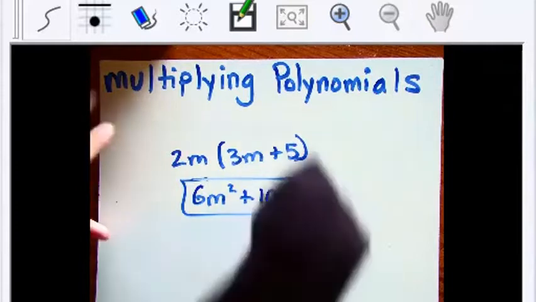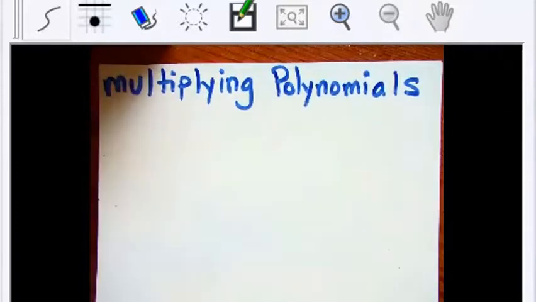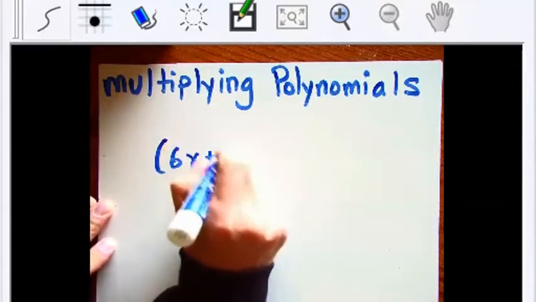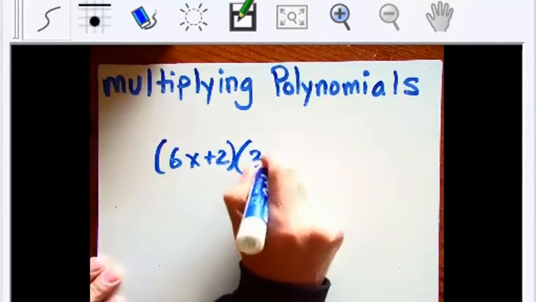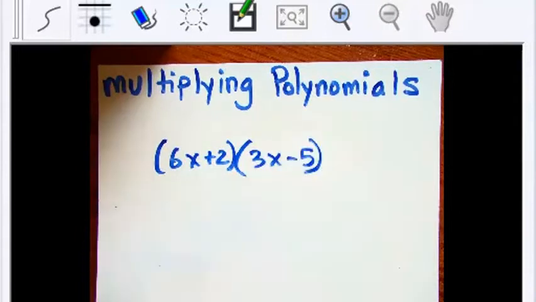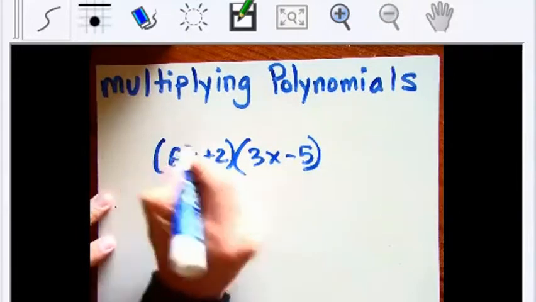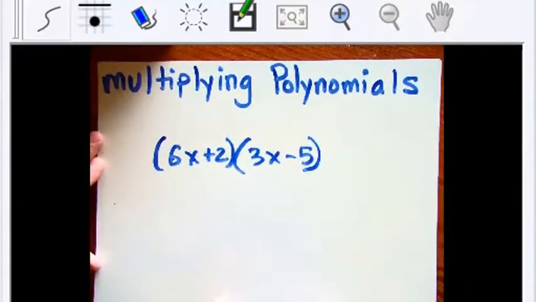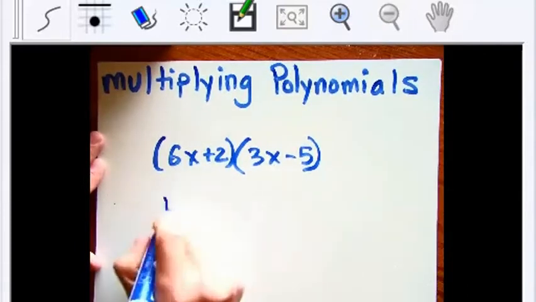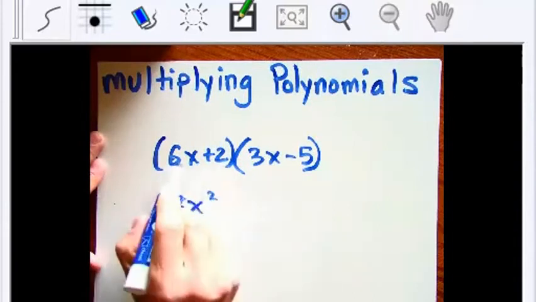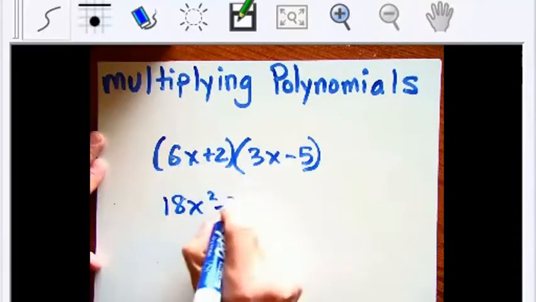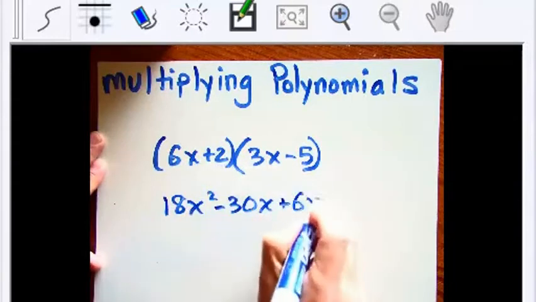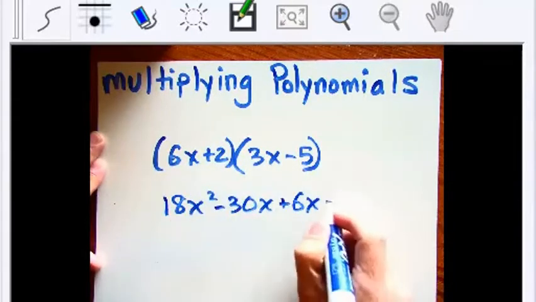Okay, let's keep rolling. So I got a binomial times a binomial. Okay, and then so I know some of you guys use a little box method or FOIL, but here I'm just going to do this times this, and then 6x times the negative 5, and then the 2 times the 3x, and then the 2 times the negative 5.